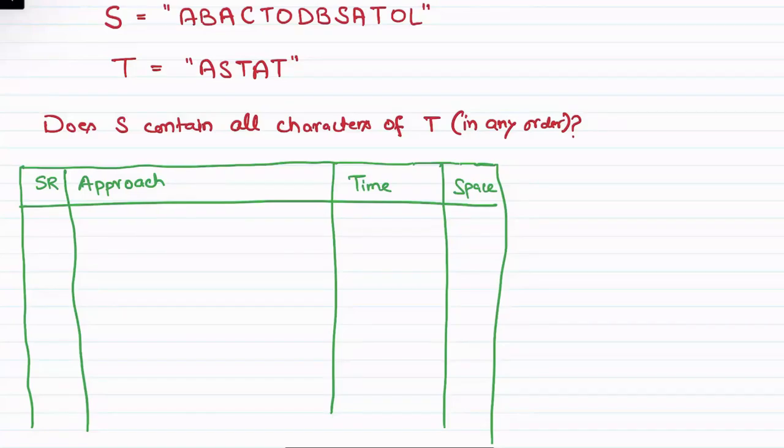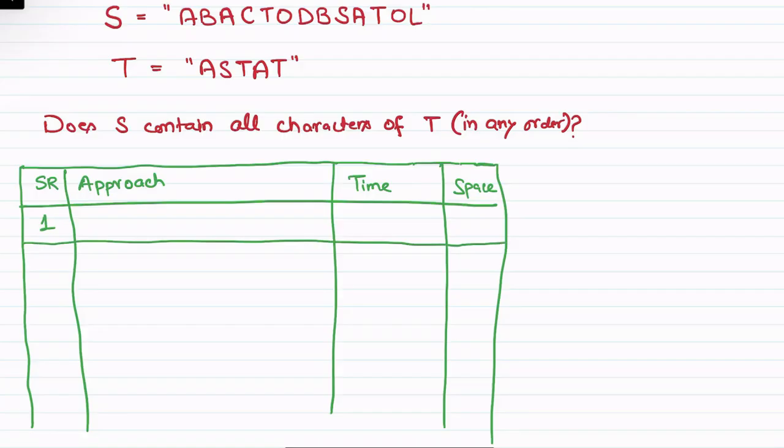So let's talk about various approaches to solve a problem where we check whether S contains all the characters of T. It can be in any order. So basically, we are talking about whether S covers T completely or not. Now, if we talk about the first approach, let's see, can we somehow apply sorting and solve the problem?